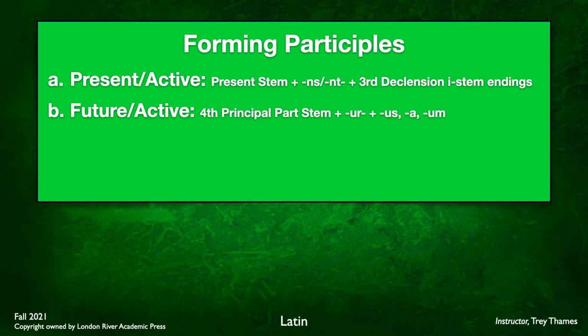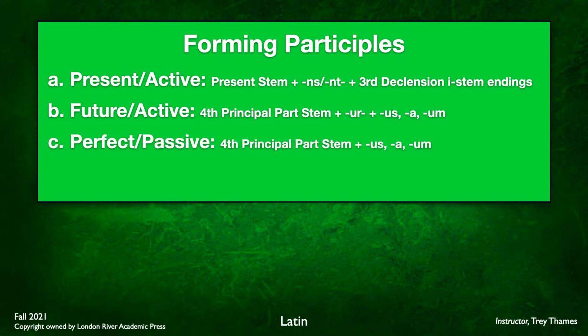It's going to make use of the fourth principal part stem. And our connector is going to be UR. Now, in the future, we have a UR. That's going to be our connecting vowel and consonant. And to that, we're going to be using the first and second declension adjective endings, us, a, um, masculine, feminine, and neuter, of course. In the perfect passive, we're also going to use the fourth principal part stem plus us, a, um.